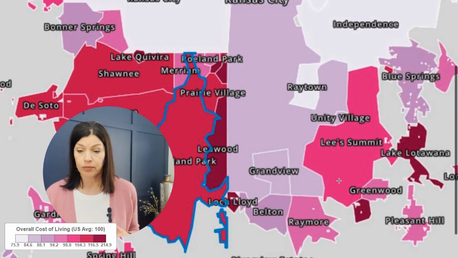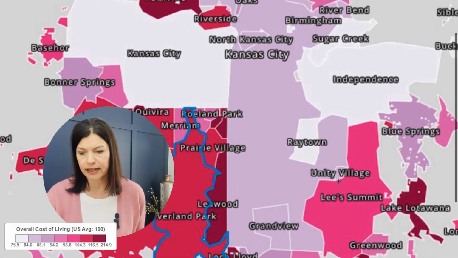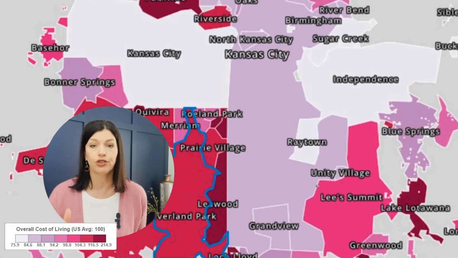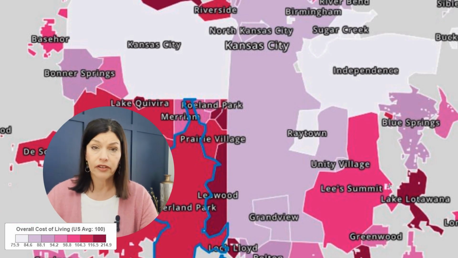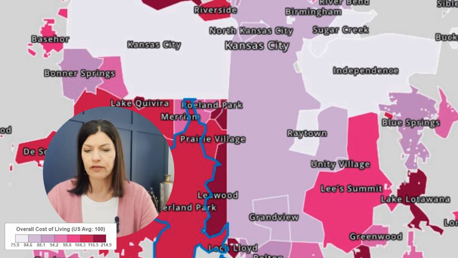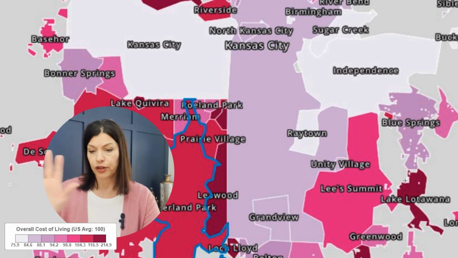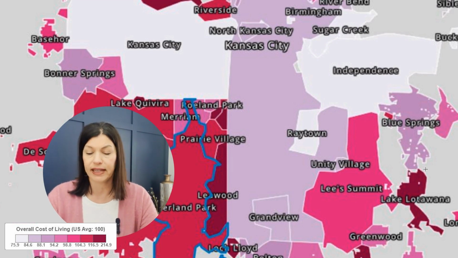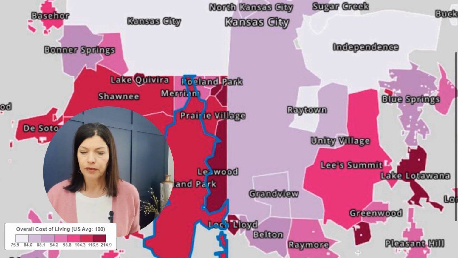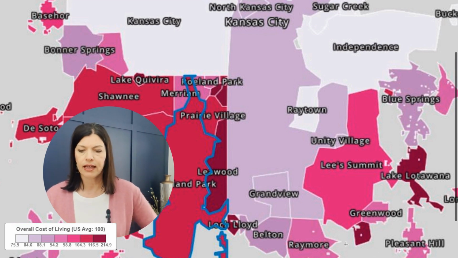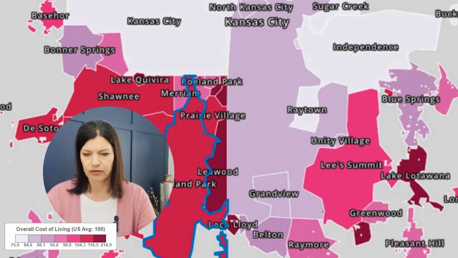And then we also have some pretty dark pink areas, right? So like Lee's Summit is above the national average as far as cost of living. And then the really dark areas you can see are significantly more expensive than the average cost. So Parkville up here is pretty expensive. Weatherby Lake, a couple of lake communities that make it a little bit more expensive. And over here on the eastern side of Kansas City, we have Lake Lotawana, another lake community. And this little portion down here underneath Greenwood, Lee's Summit area, again, are two lake communities, and that just makes it a little bit more expensive to live there.